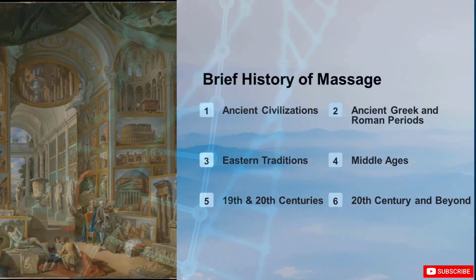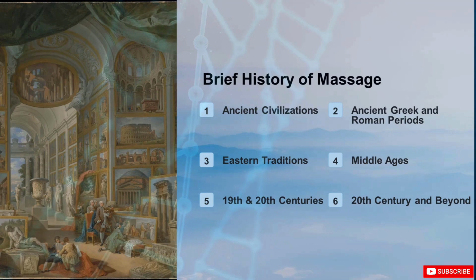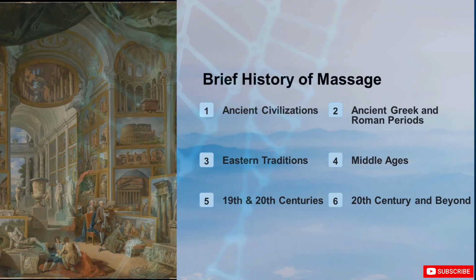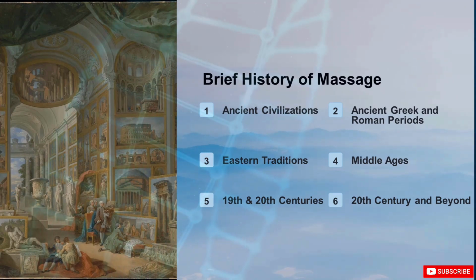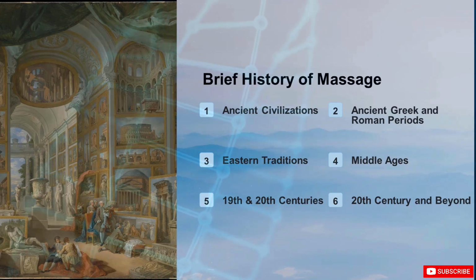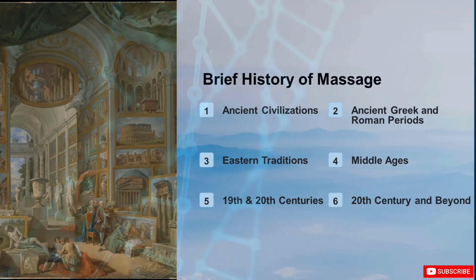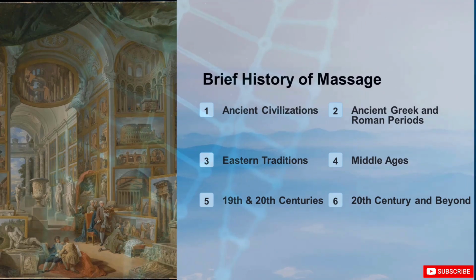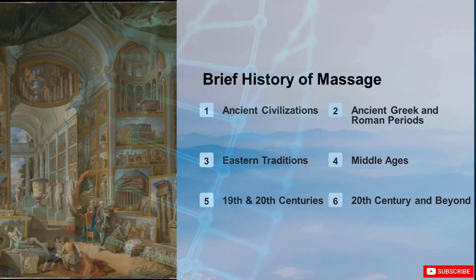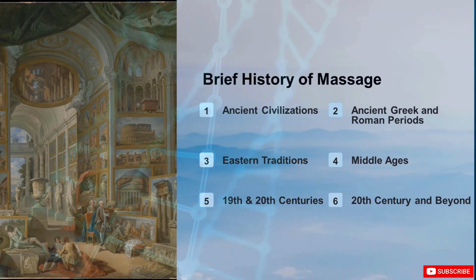History of massage. Massage therapy has a long and diverse history that dates back thousands of years. It has been an integral part of various cultures and civilizations, each developing its unique techniques and applications. Here's a brief overview of the historical development of massage. 1. Ancient civilizations. Massage can be traced back to ancient civilizations such as Egypt, China, India, and Greece. Hieroglyphics and texts from ancient Egypt depict massage being used for healing and relaxation purposes. In China and India, massage was an essential aspect of traditional medicine systems like traditional Chinese medicine, TCM, and Ayurveda.